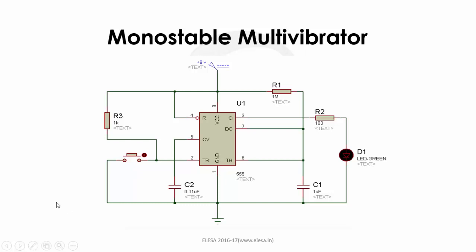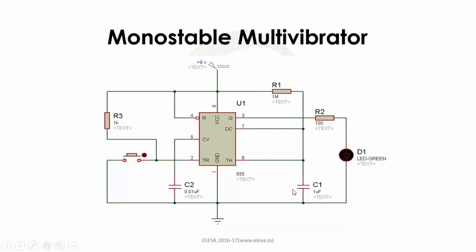Now let's see its working. The output of the monostable multivibrator remains in its stable state until it gets a trigger. So when power is turned on, output is initially low. Initially, the internal transistor and external capacitor are shorted to ground because output is low. This state is considered the stable state. In stable state, output is at low voltage level.